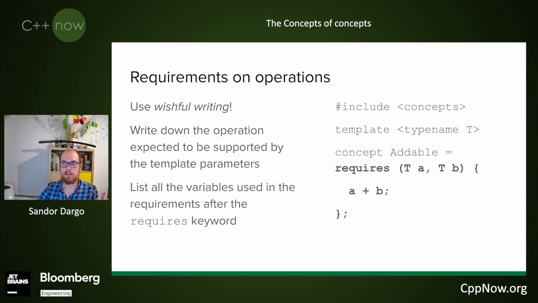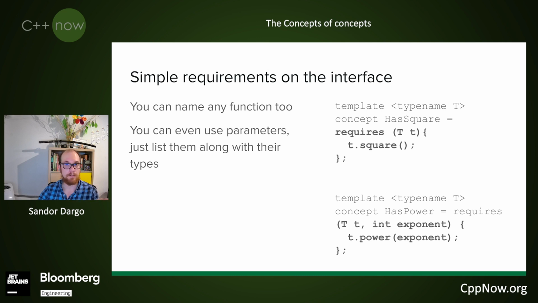So here we talk about operations, but after all, it's just a function call. So you can have any requirements basically on the interface. There's nothing that would restrict you from naming any function calls. For a simple example, you have has square, and you require that this parameter t should have a function square. Or if it has to take a parameter, then after the requires keyword with the parameters, you can list whatever you need. So if you need an exponent that is an integer, you put it there, and like this, you can model that t.